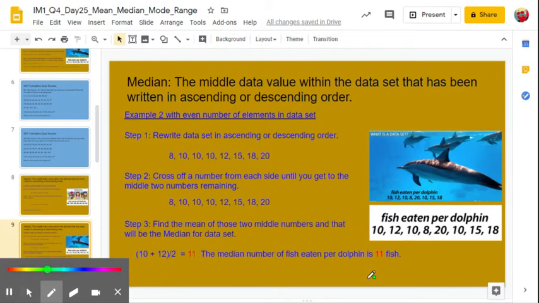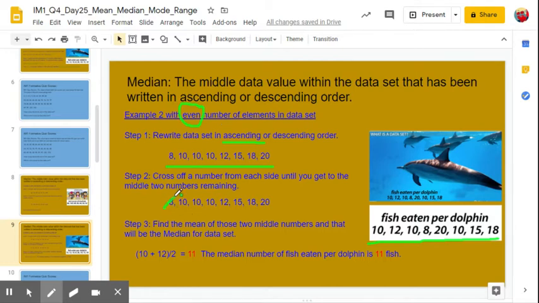All right, let's find the median of our second example with the dolphins and how many fish they eat. So again, our original data was not given in any particular order, so we're going to rewrite it. I like ascending, so I went from smallest to largest. Now we're going to go through our process, and we're going to cross off numbers from each side. But this time, I want you to notice we have an even number. So we're going to cross off until we have just 2 numbers remaining.